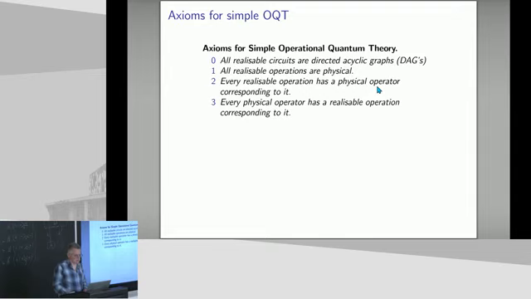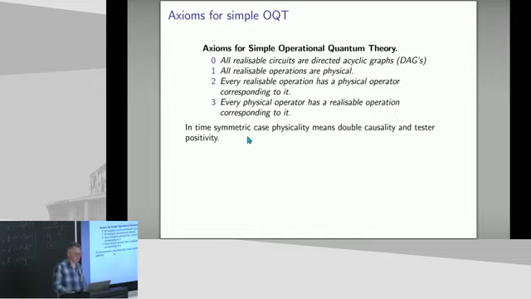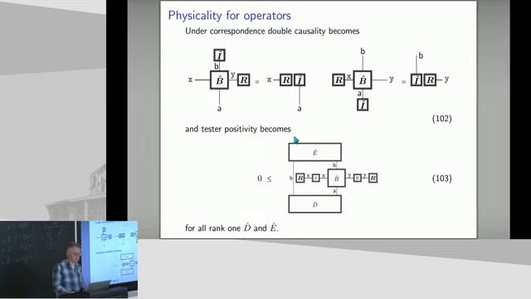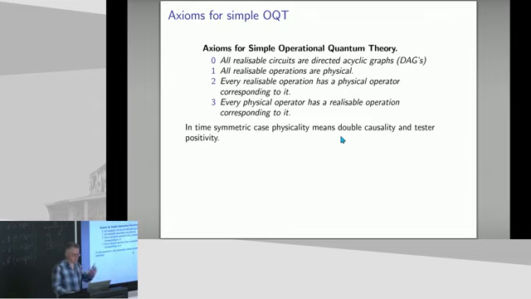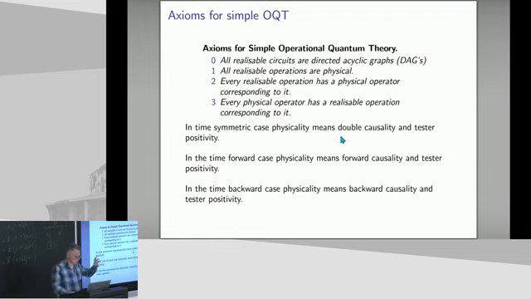Okay. And every physical operator has a realizable operation corresponding to it. So there's this one-to-one map between operations and operators. What physical operator? Yeah, so physical means it satisfies these conditions. Okay. Yeah, well, actually, I'll have a bit more to say about that. In the time symmetric case, physicality means it satisfies these conditions. In the time forward case, you only have this condition, not this one, and you still have a positivity condition, but with no incomes. So time symmetric, it's the ones on the previous page. The time forward, you only need to have the forward causality condition and an appropriate positivity condition. And in the time backwards case, you just want a backward causality condition.